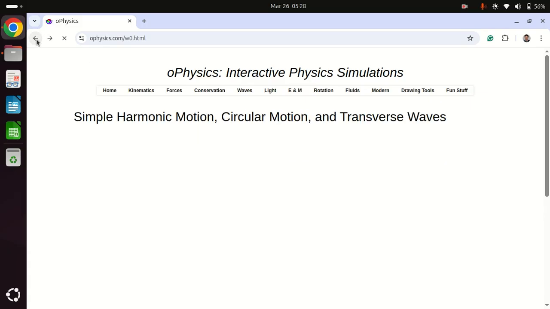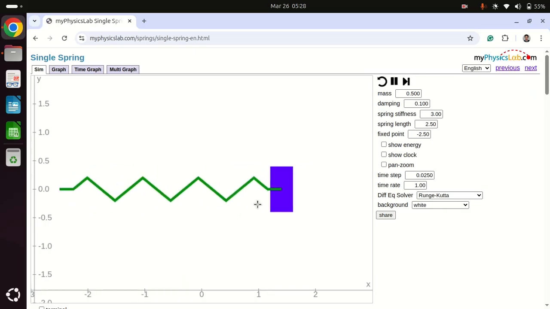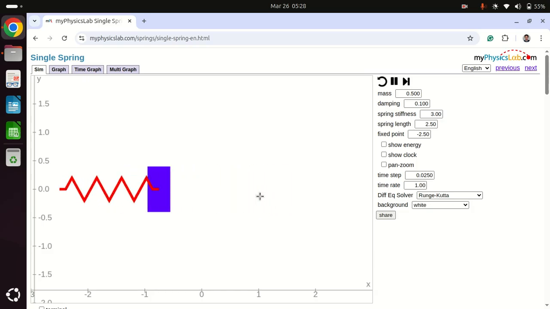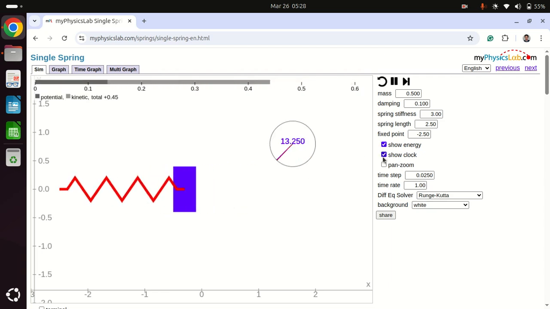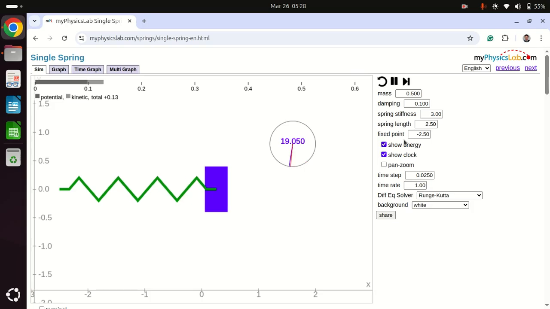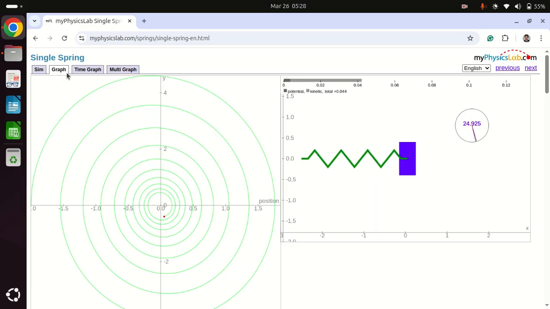Now let's go back and look at the another simulation by MyPhysicsLab. Now you can see here it is single spring, and you can see here energy, you can see here timer, and there are different things here. We can see the graph. Okay, you can see this is a damping. Amplitude is continuously decreasing.